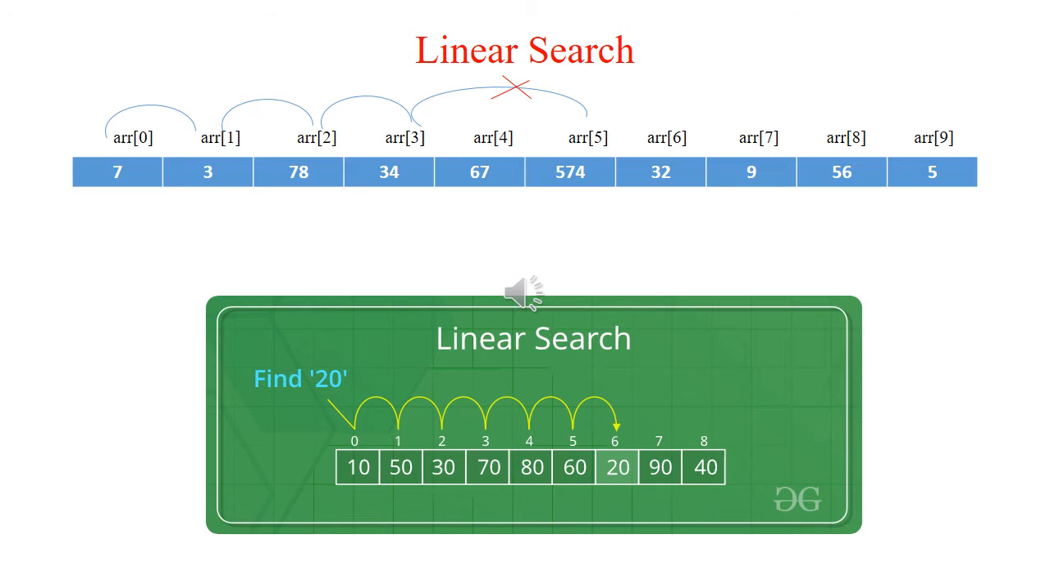Similarly, in the green diagram, we have 9 elements. The size of the array is 9, 0 to 8. We are searching for 20. Here it is written find 20. So it compared 10, 50, 30, 70, 80, 60 and 20. It found the 20 and here it stops.